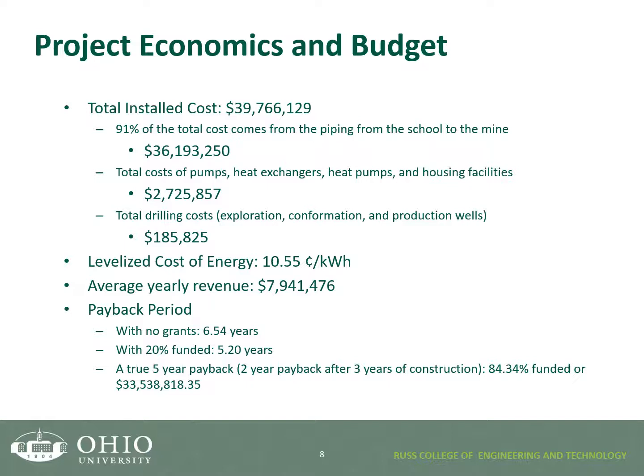The payback period with 0 grants with an ideal condition will be about 6.54 years. Now, if we were able to get this funded by 20%, that would go down to 5.2 years. If you wanted a true 5-year payback period, that being 3 years of construction and 2 years of payback, it will be about 84% funded, or around $33.5 million.